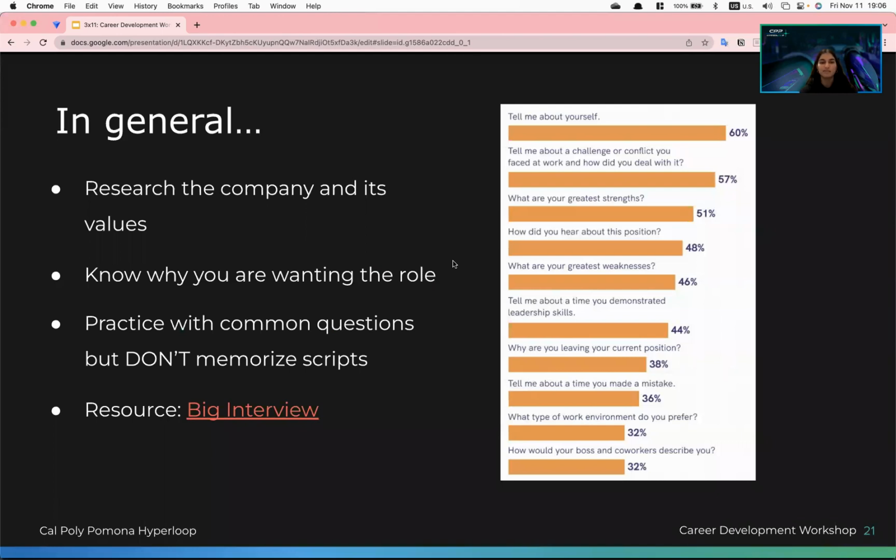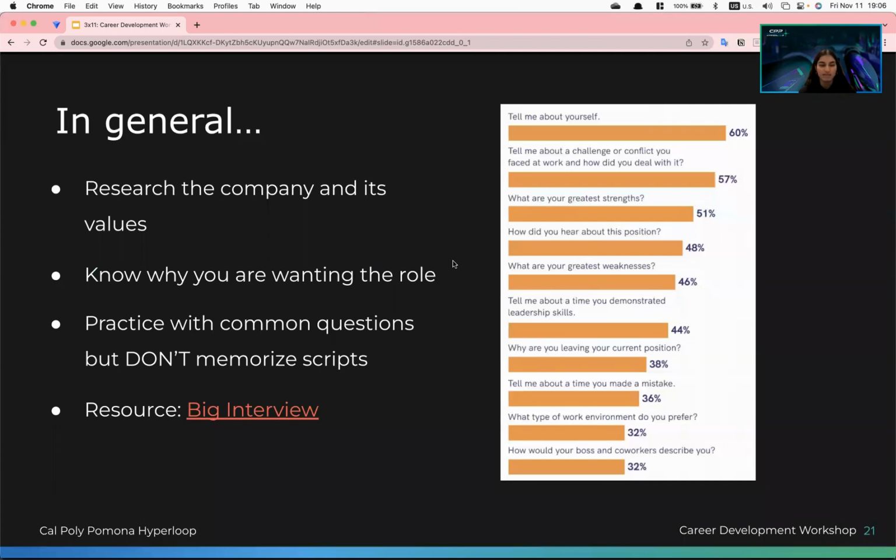And then you want to practice with some common questions that are almost always asked. As Alex said before, the common ones might be in the screening interview, but really don't try to memorize scripts, as it's a bit obvious when someone's scripted.